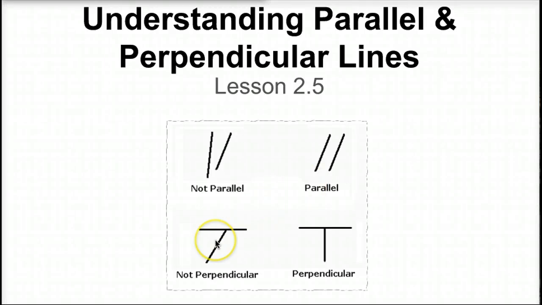Down here, we'll be looking at perpendicular. This one on the left, that is not perpendicular. On the right, that is an example of perpendicular. Perpendicular means that two lines will intersect and form exactly two right angles. And if the line were to continue through, then we would have four right angles. So if lines are perpendicular, they form right angles. If lines are parallel, they will never intersect.